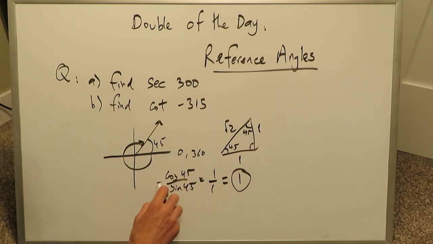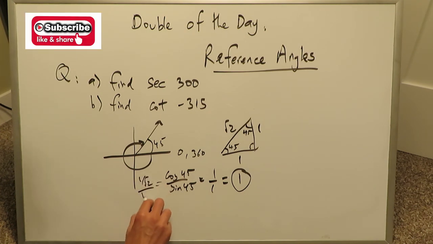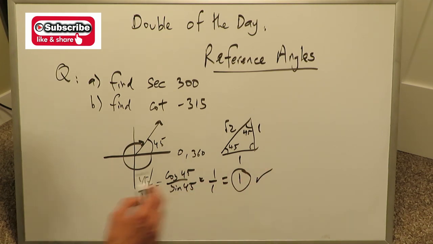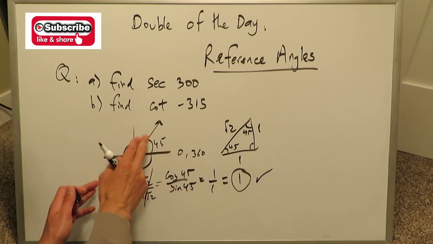This cosine 45 you could say as 1 over root 2 divided by 1 over root 2, both of which cancel out, and you get that 1. So 1 will be the good answer here, and it should be a positive answer because everything lands here in the first quadrant.